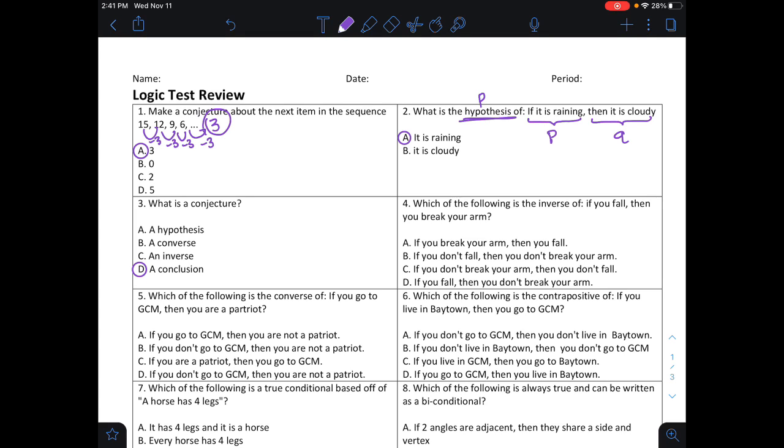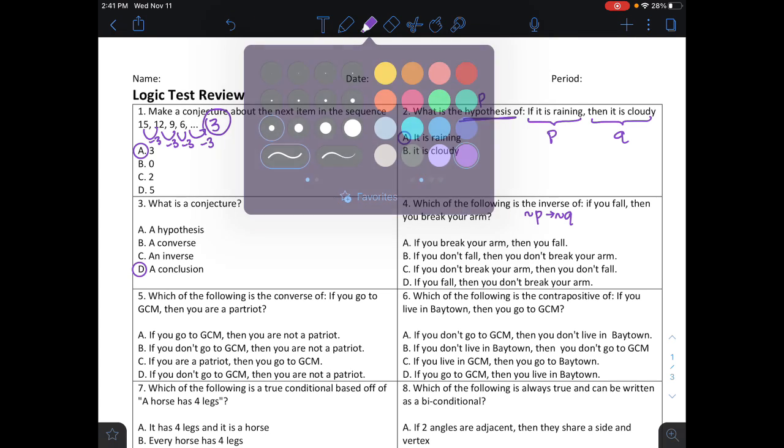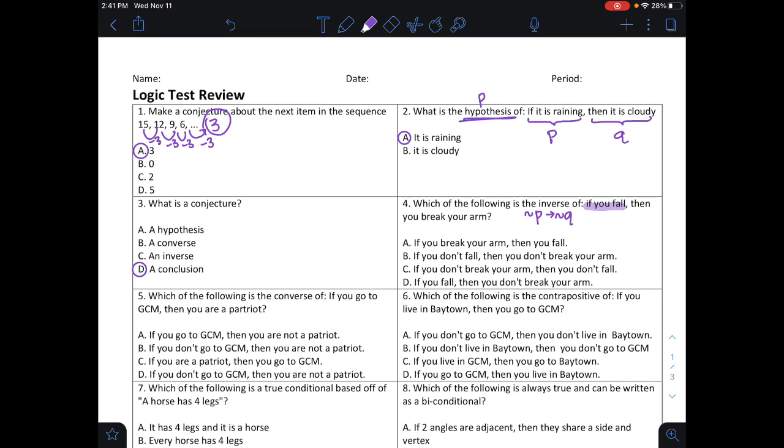Which of the following is the inverse of? Okay, so first of all, inverse is when you have not P, not Q. All right, so let's figure out what P and Q are. So let's see, if you fall. Okay, so that's going to be P. So we're looking for if you not fall. If you don't fall, if you do not fall.